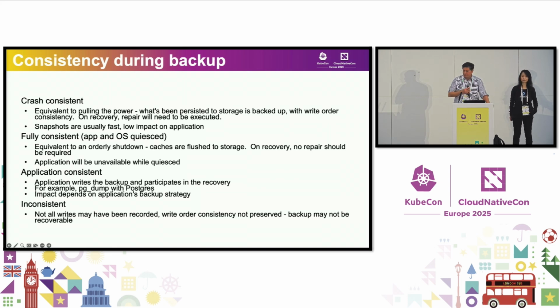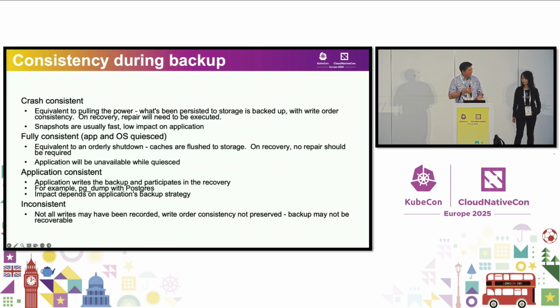Another strategy for consistency is to be fully consistent. This is where you quiesce the application, possibly even the operating system. And this will get you everything to disk, everything's correct. It's like doing a power down and then a cold boot. Now, the problem, of course, is that if you quiesce the application, it isn't doing anything or isn't available while you're doing your backup. So, it depends on your needs.